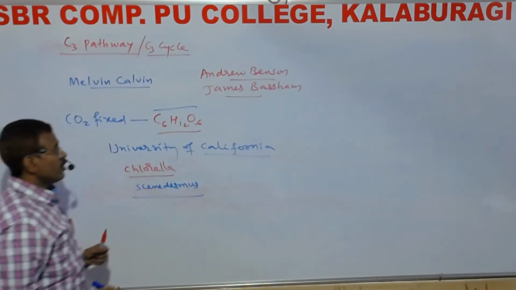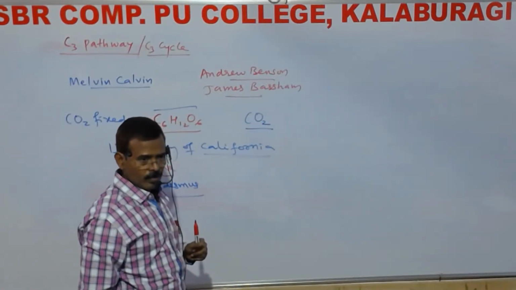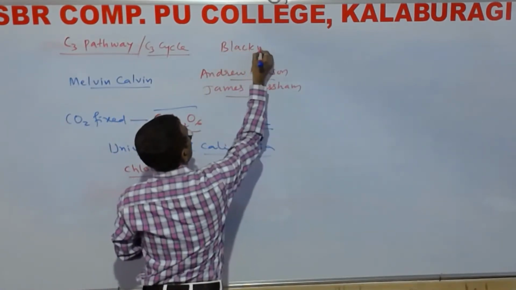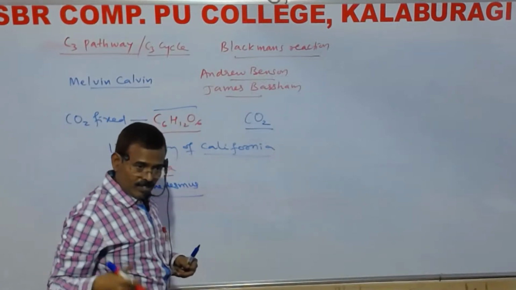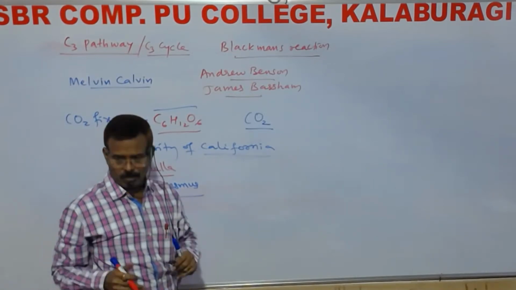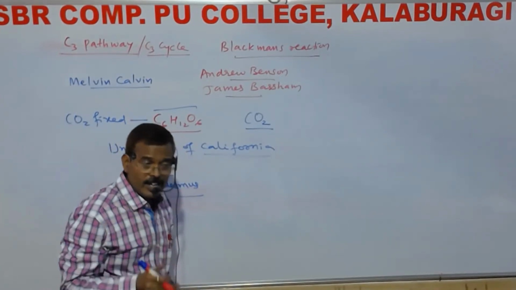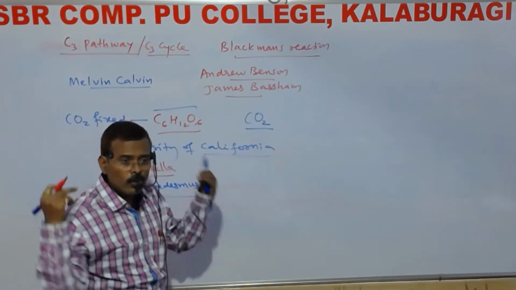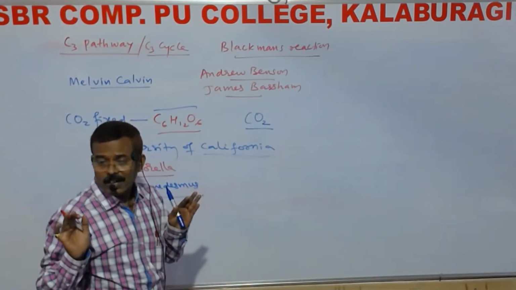Carbon dioxide is used during the dark reaction, you know that. These dark reactions are also called Blackman's reactions. F.F. Blackman first found out that there are some reactions which do not make use of light. They can occur during night time but also during daytime, but without using sunlight. Dark reaction doesn't mean that they should occur only during night time.